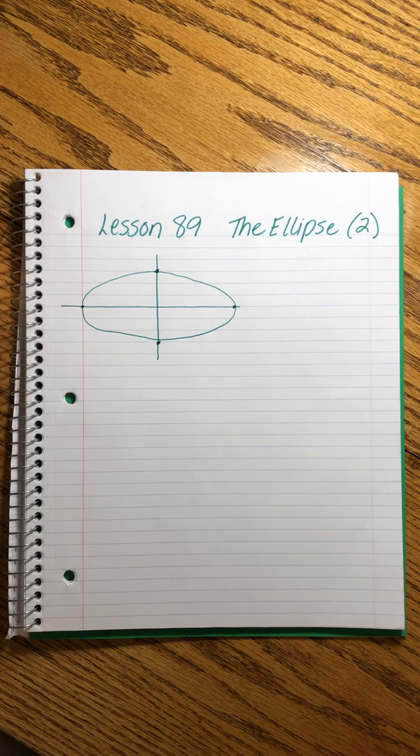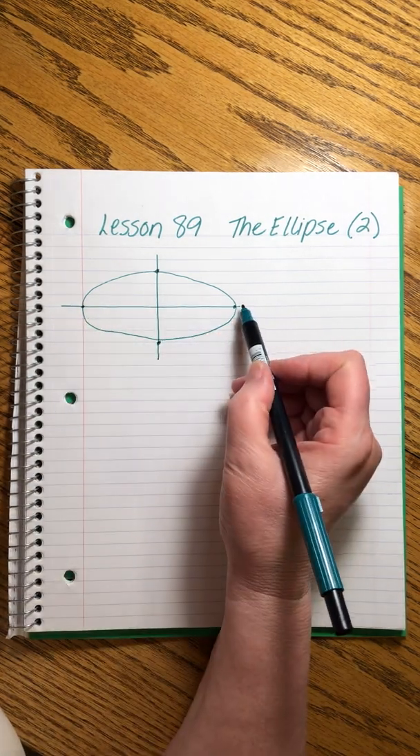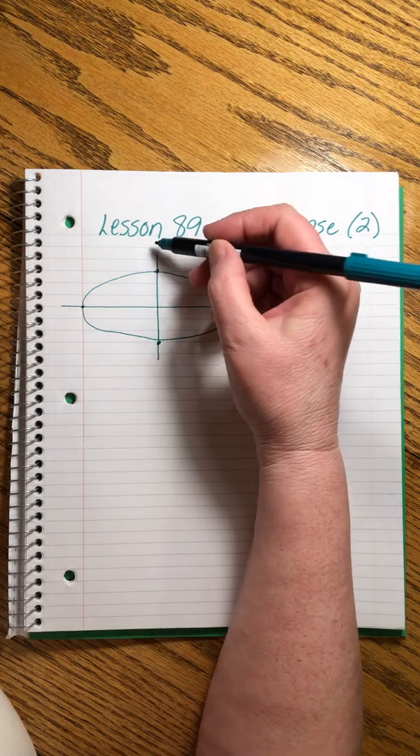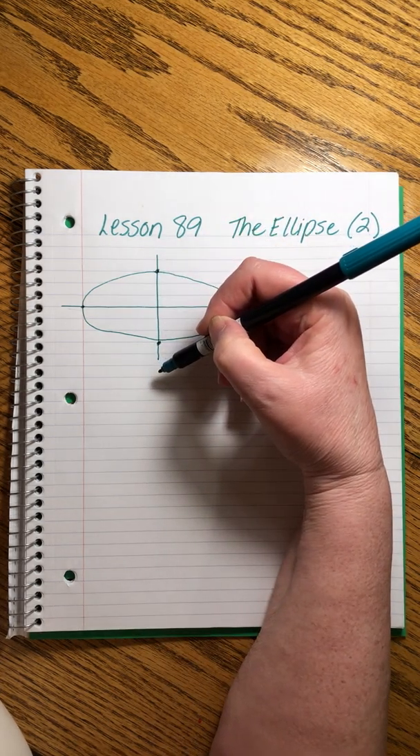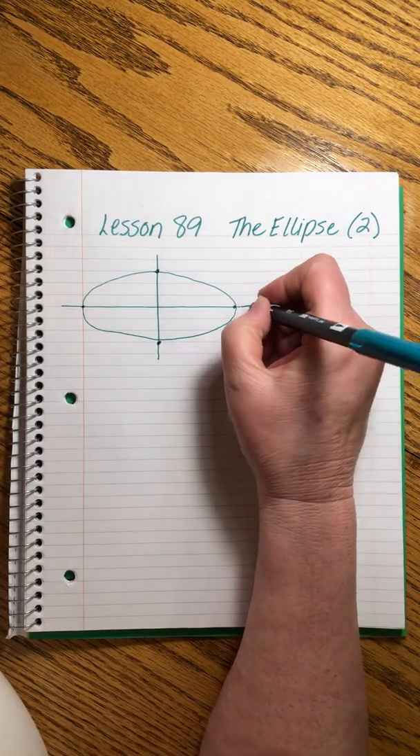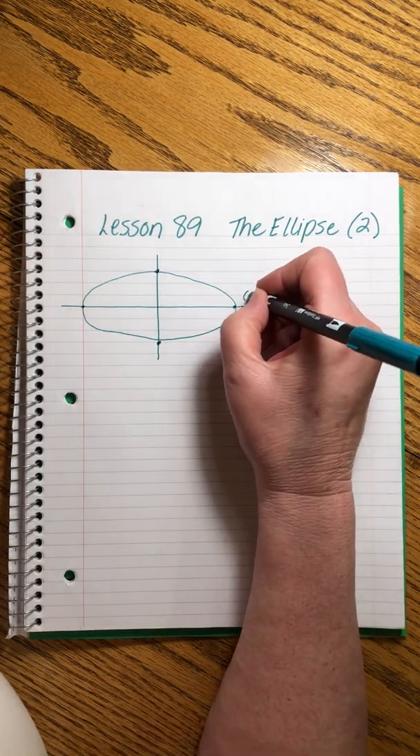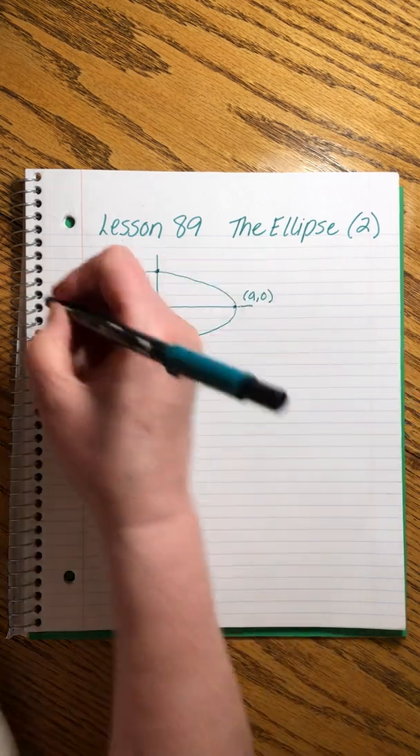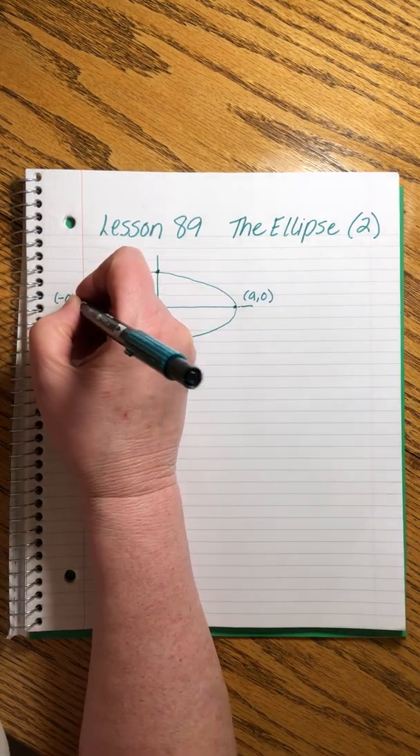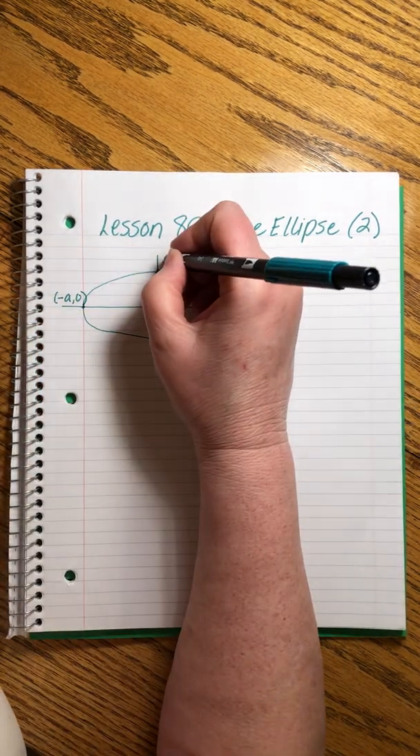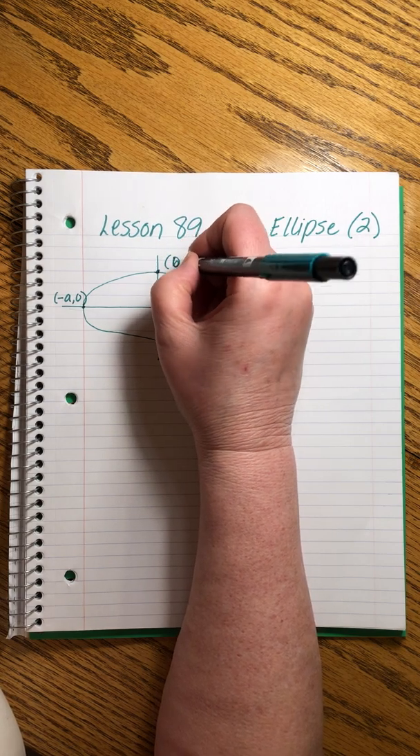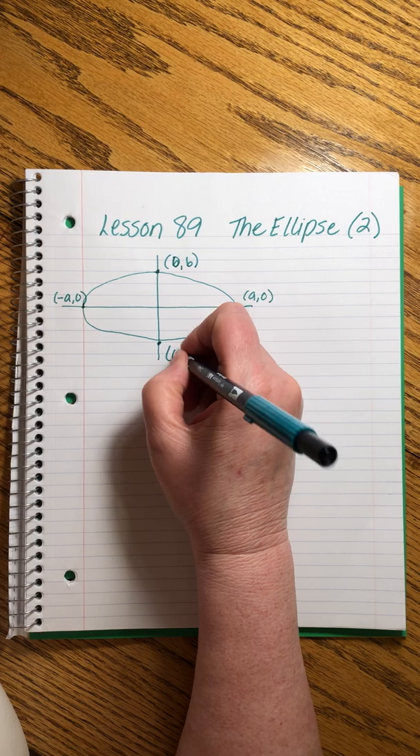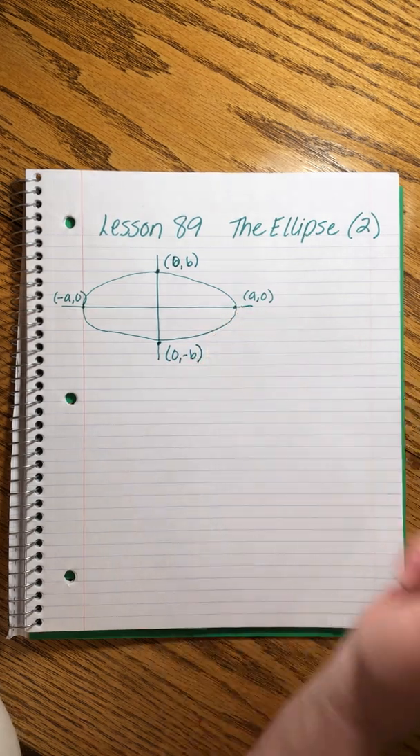Okay, this line, the longer line, is called the major axis. This line is called the minor axis. We have names for the points. We call the major axis points the A's. So this would be minus A, 0. And then the minor axis we call the B's. It would be 0, B, and then 0, minus B, right?